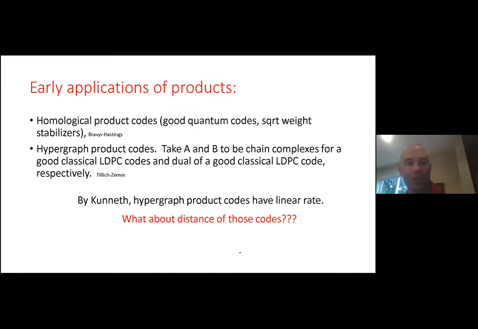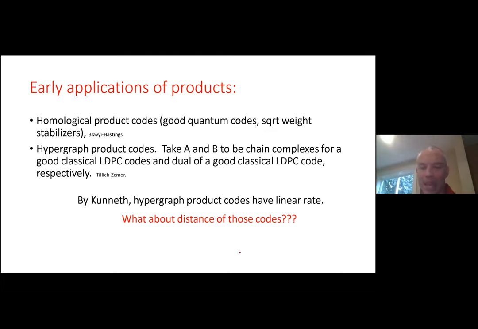Applications of this product, homological product codes. This is with Sergey Bravyi. These are good quantum codes. They have linear distance and linear rate, and they only have square root weight stabilizers. They're obtained by taking two random good quantum codes that have linear weight stabilizers, very far from LDPC, and taking their product. And their product stays good. You can prove that the product stays good. And the weight of the stabilizer is now only square root.